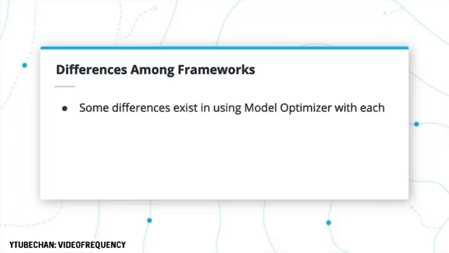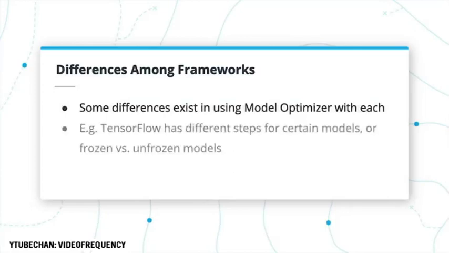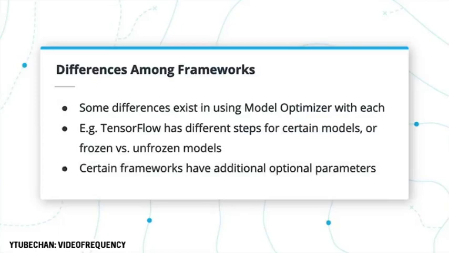Note that there are some differences in how exactly to handle these, although most differences are handled under the hood of the software. For example, TensorFlow has some different steps for certain models, or frozen versus unfrozen models. Certain frameworks have additional optional parameters you can feed to the model optimizer. However, most of the functionality is shared across all of the supported frameworks.